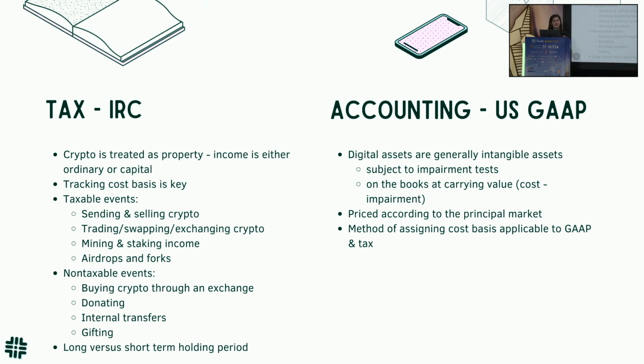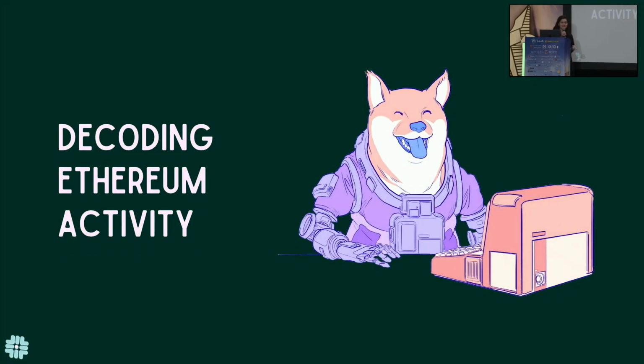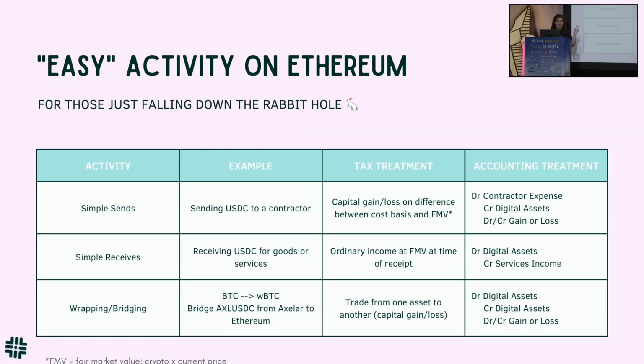Okay, so enough of that lecture. I want to get into some fun stuff. I'm giving a high-level overview of some of the most popular activity on Ethereum, what the tax implications are, and then what the accounting implications are. We're going to start off pretty simple. I call this easy activity, and I'm going to start with simple sends and simple receives.